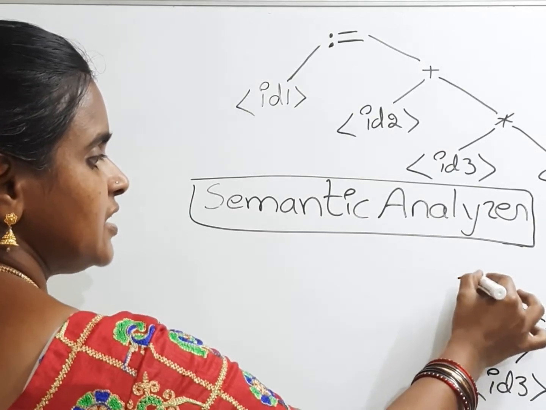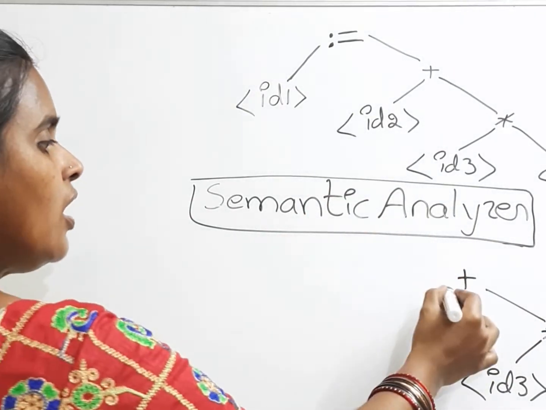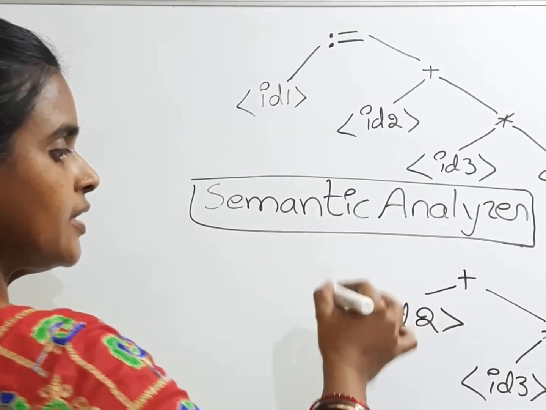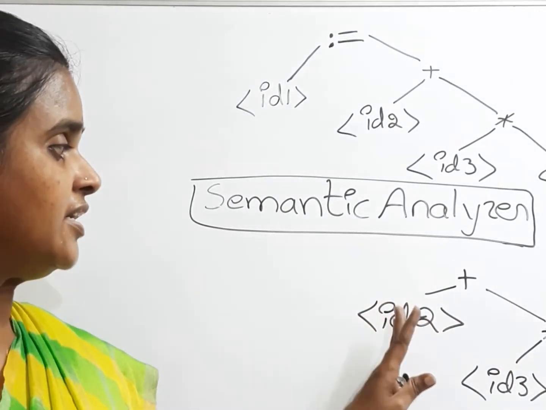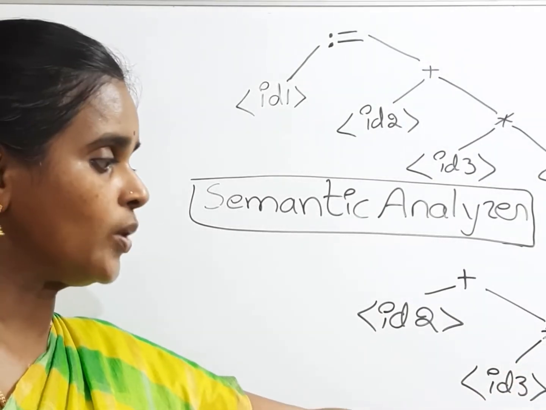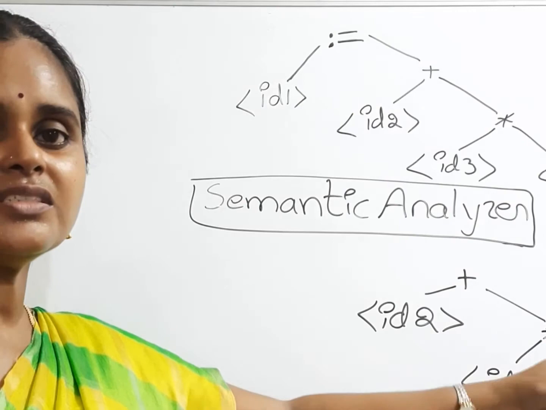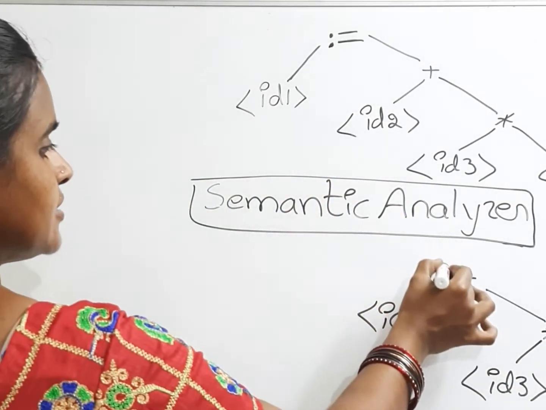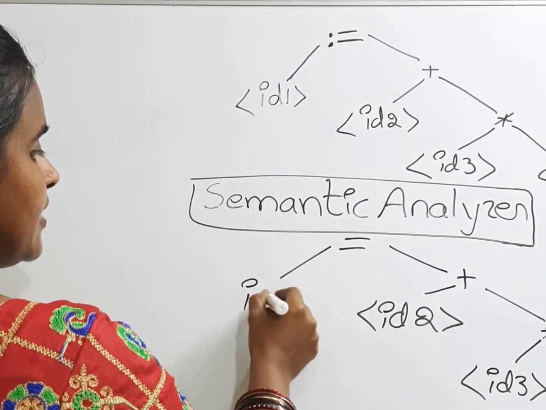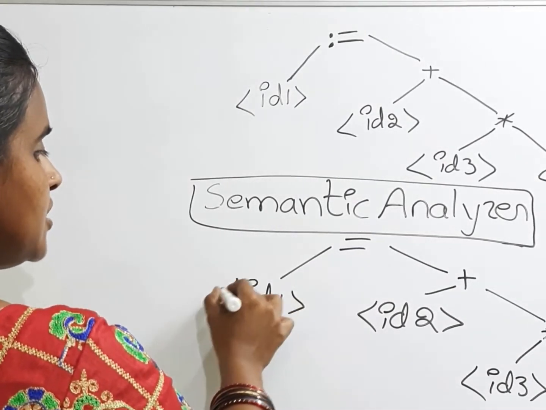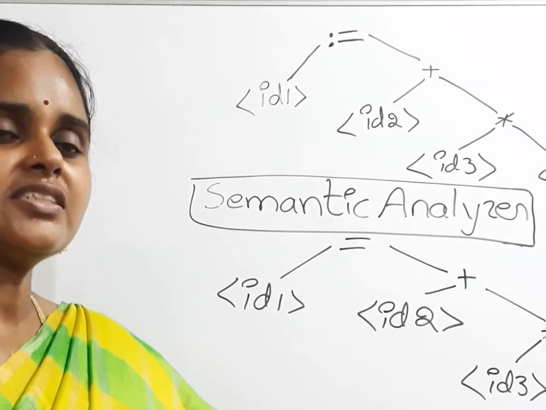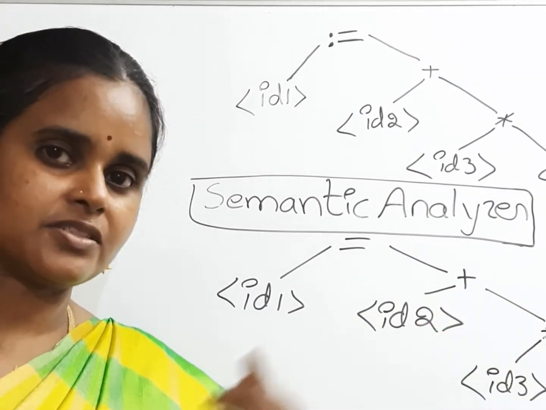See here, what is the next operation? Summation on ID2. ID2 is nothing but initial plus rate star 60, where 60 is converted into float. This is the job of the semantic analyzer. So what is the output of the semantic analyzer? The output is a parse tree. What is the input of the semantic analyzer? Parse tree. So you can consider it as the modified parse tree.